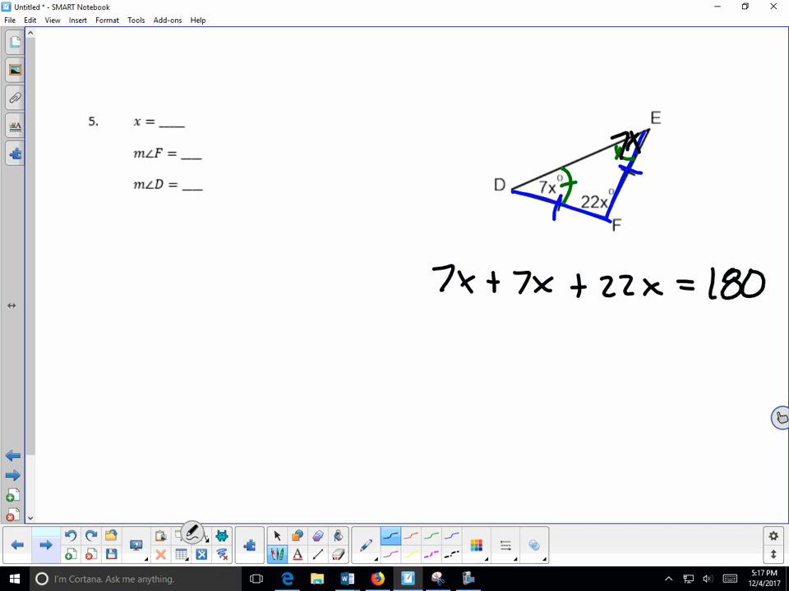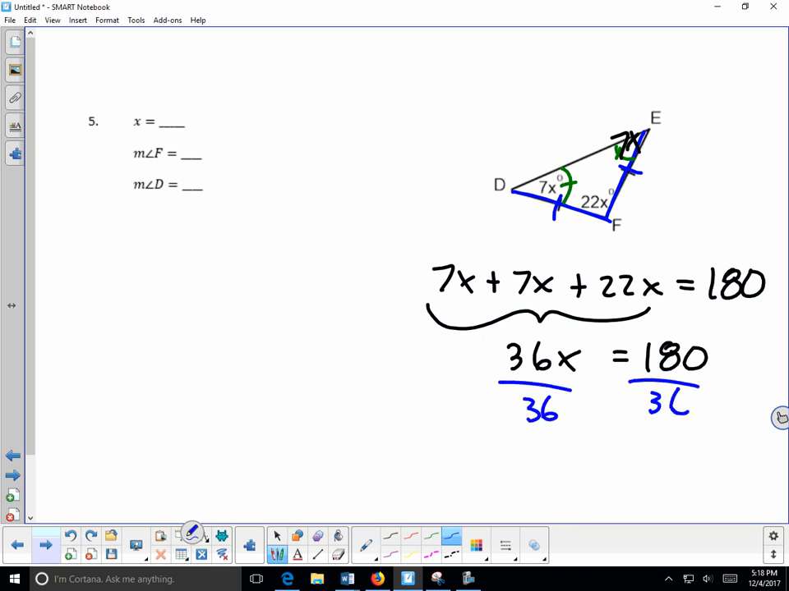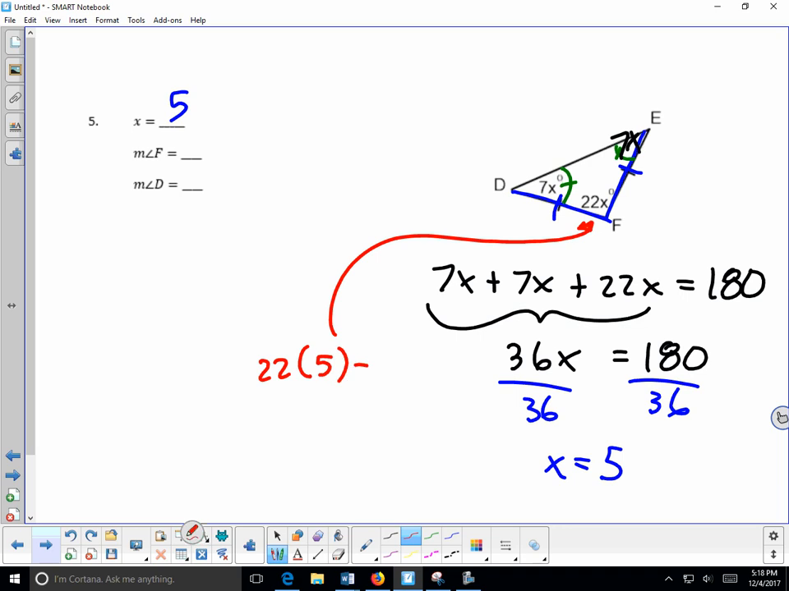So we see 7x plus 7x plus 22x has to add up to 180. If we're solving this, these all add up to 36x. That's 7 plus 7 plus 22. So 36x has to equal 180. We divide both sides by 36, and we get x equals 5. So if x is equal to 5, we can find the measure of angle F right here by plugging in 5, and we get 22 times 5, and that turns out to be 110.